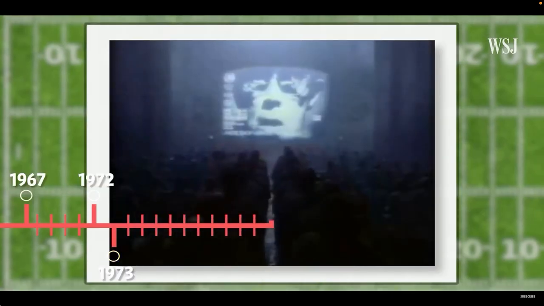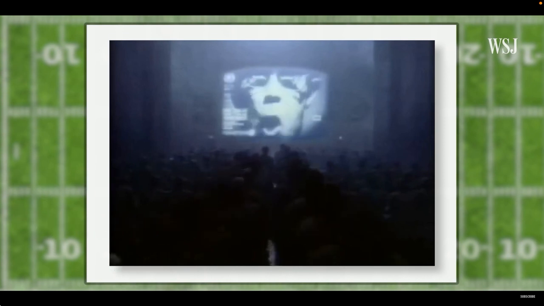Then the playing field completely changed. Apple's groundbreaking ads set the stage for a new era of Super Bowl ads.